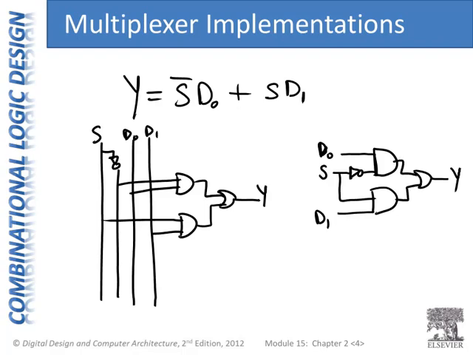That's one way we could draw it. So way 1, way 2, both are acceptable. And turns out there's a third way with tri-state buffers. Remember, a tri-state buffer has an enable up here that allows the input to flow to the output only if the enable is true, is 1.